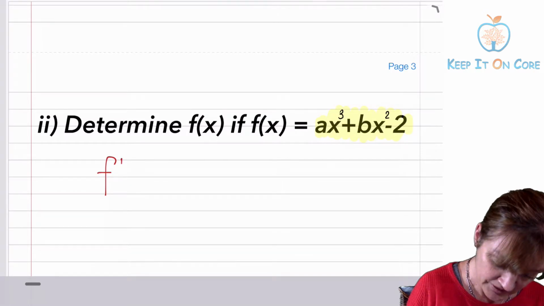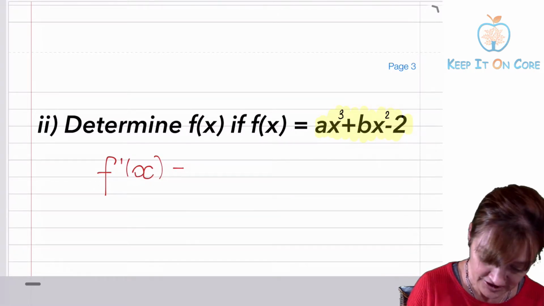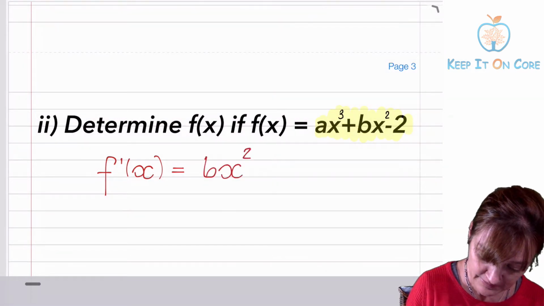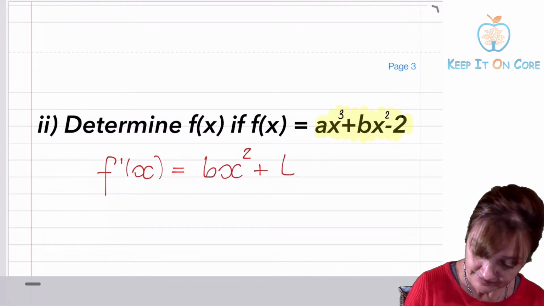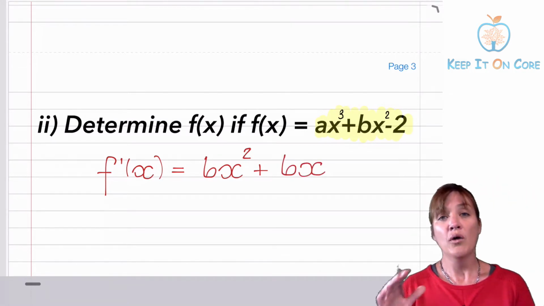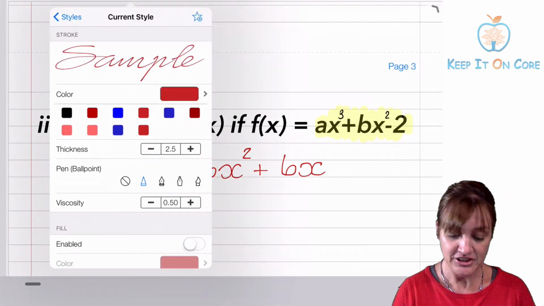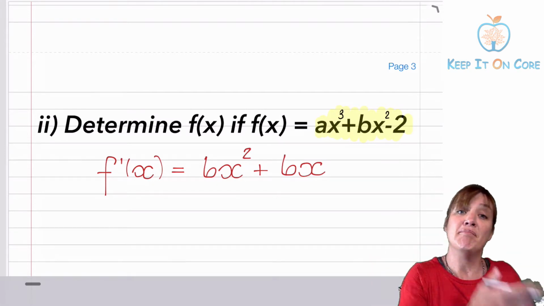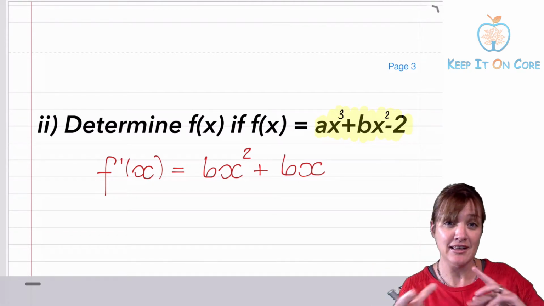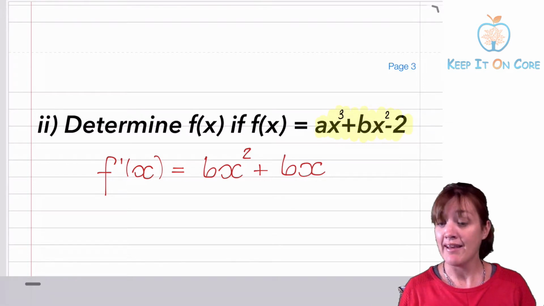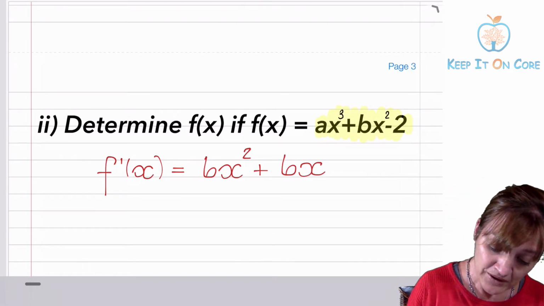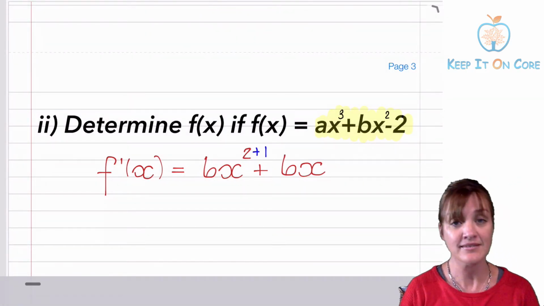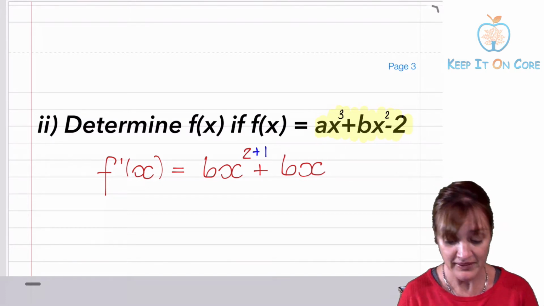We have just worked out that the derivative function is 6x squared plus 6x. What we're going to do, guys, is use the rules of differentiation, but I'm going to do them in reverse, because we're going from the derivative back to the f of x function. So we're going to do everything the other way around. We are not going to subtract 1 from the exponent. We start by adding 1 to the exponent, which is giving me 3.